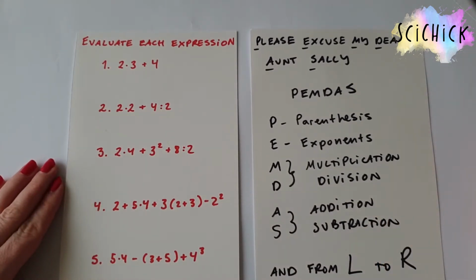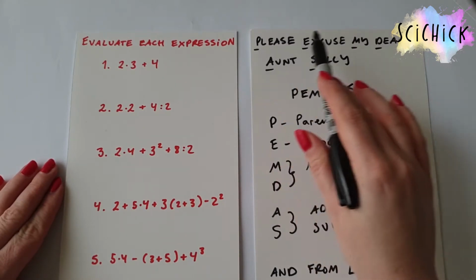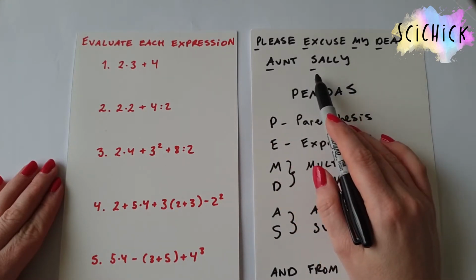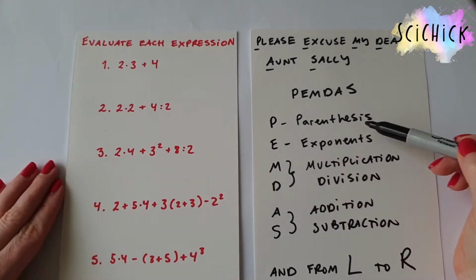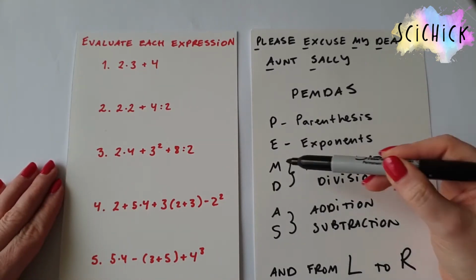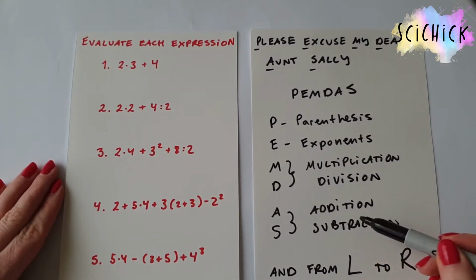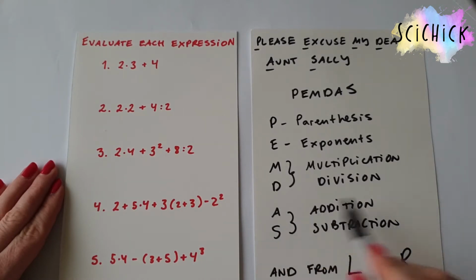And to remember the order, we have a mnemonic which is PEMDAS, or please excuse my dear Aunt Sally. And we take the first letter in each word. Now, okay, what does that mean? Well, P means parentheses, E exponents, M and D multiplication and division, and finally A and S for addition and subtraction. Okay? And then for multiplication and division, we go from left to right, and also for addition and subtraction. Okay? From left to right.